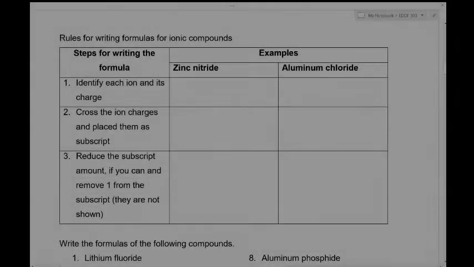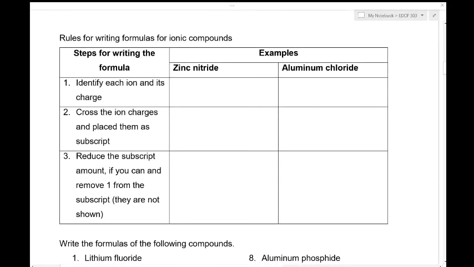Hello class. Today's lesson, we are going to learn how to write formulas for ionic compounds. So make sure you have your periodic table and the sheet to fill in, and let's get started. The first example we have here is zinc nitride. First step is to identify each ion and its charge.